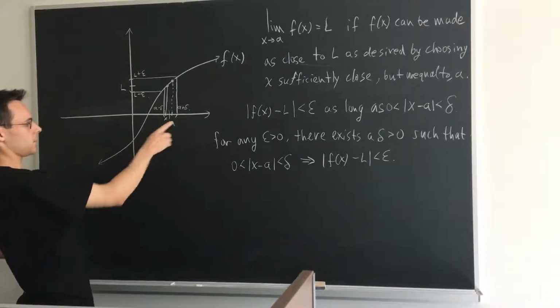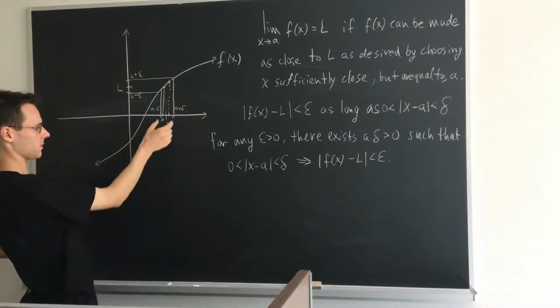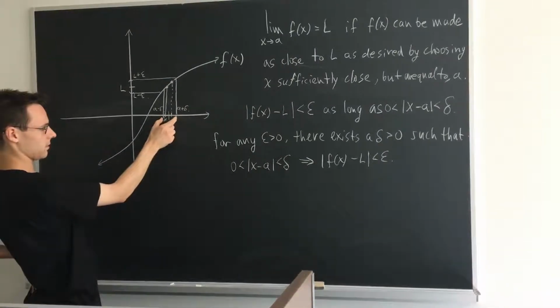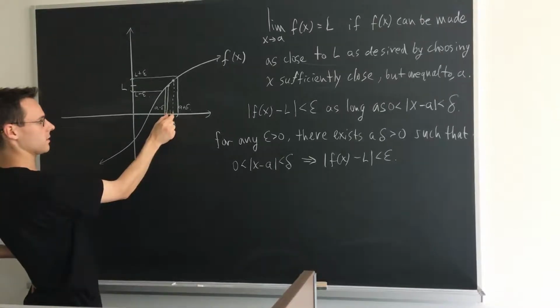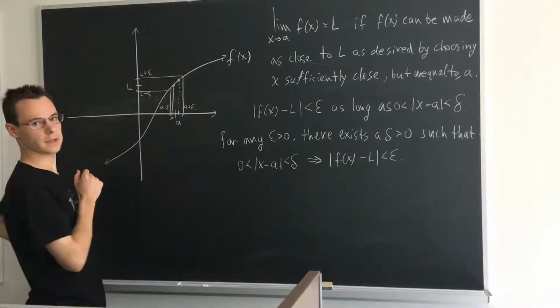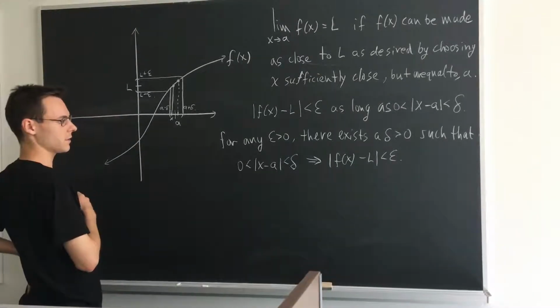We don't necessarily have to have these exactly intersecting. The delta window around a could be much smaller, as long as everything within it falls within the epsilon window around L. So that's how the formal definition comes about.